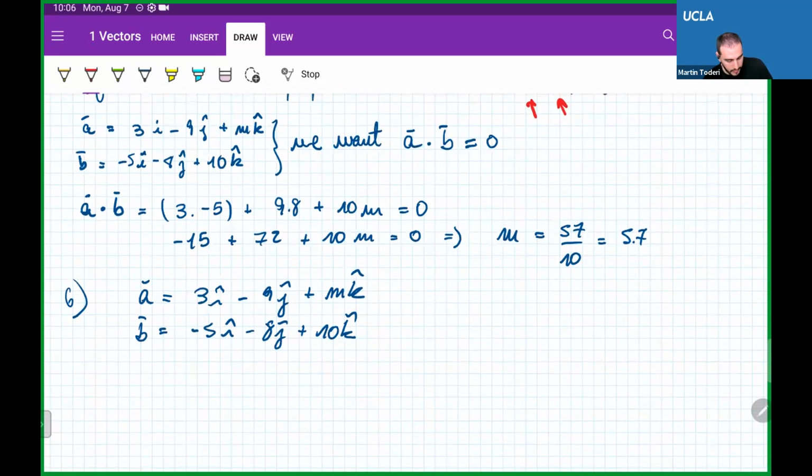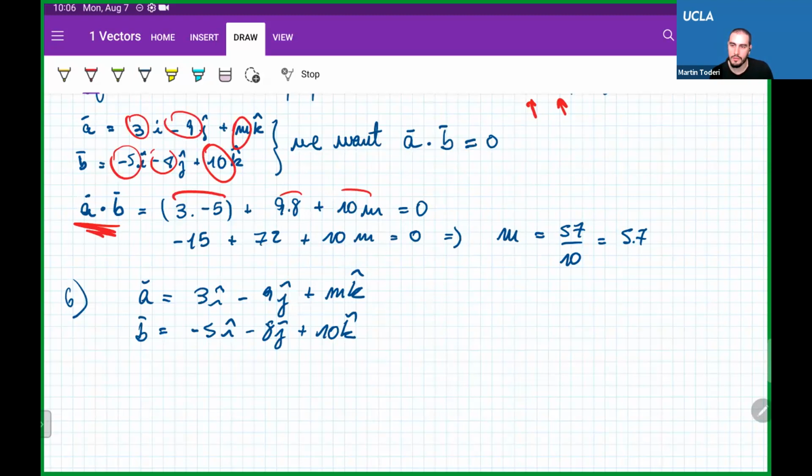So if we calculate the scalar product between those 2 vectors a and b, we can do so by multiplying each of the components. So we do the x component of a times the x component of b, and we have this term here. Then we sum the y component of a and the y component of b multiplied to each other, and then the z component of a and the z component of b. So we have this term here, and that should be 0. So that's basically what we're doing here. We are forcing the scalar product to be 0 because we want these vectors to be perpendicular.